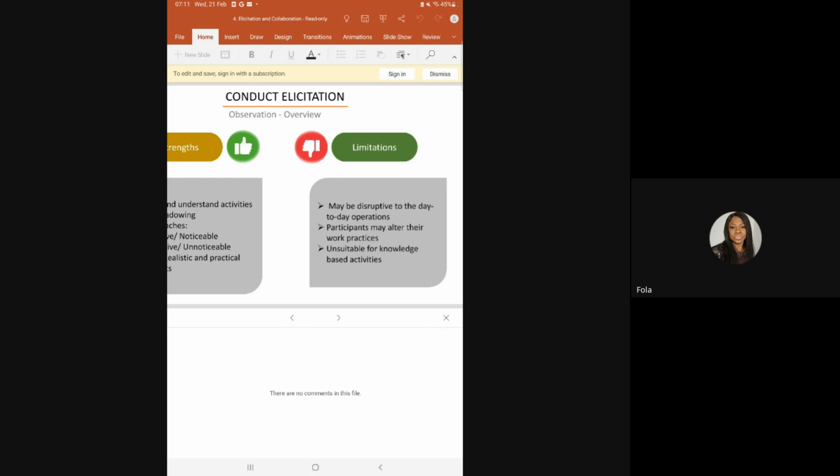So, if it is knowledge, sorry, which will you say is more effective, document analysis or observation? Personally, I want to say document analysis.